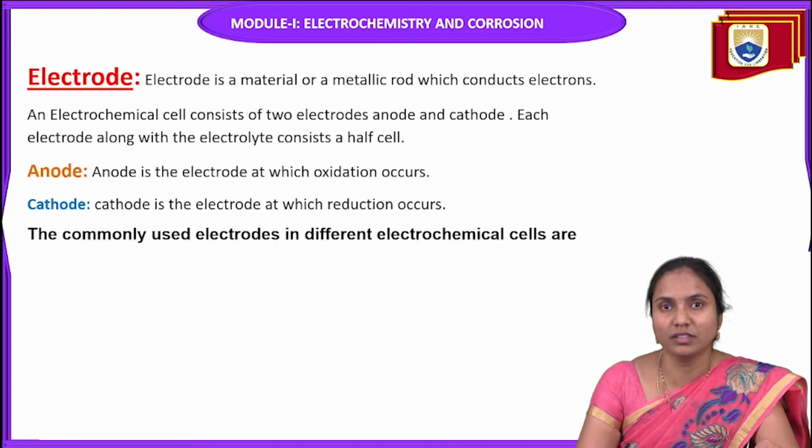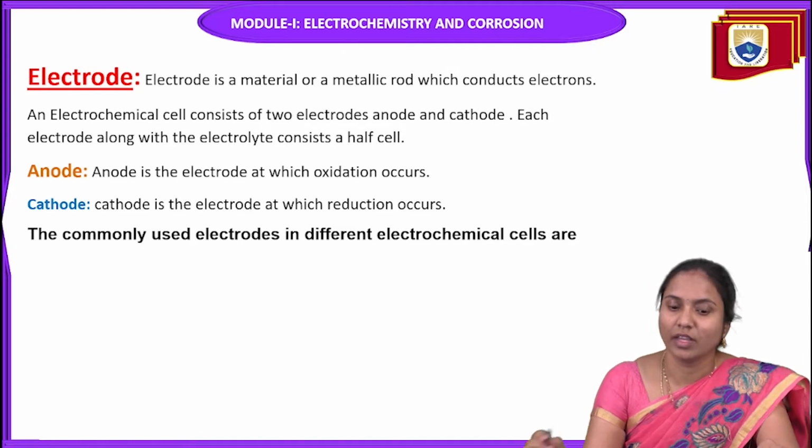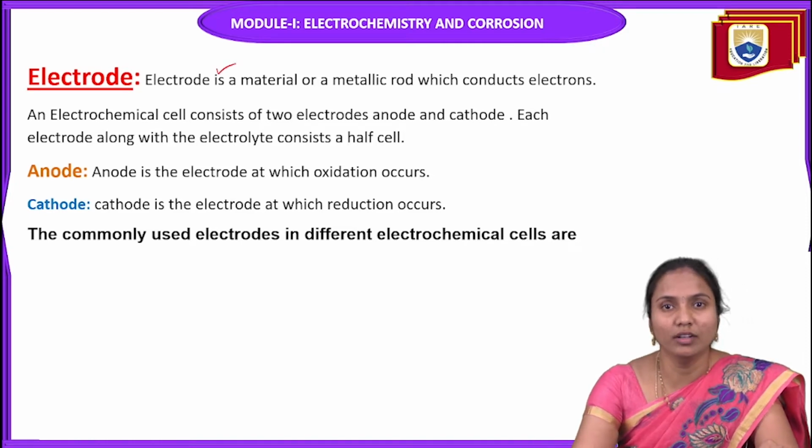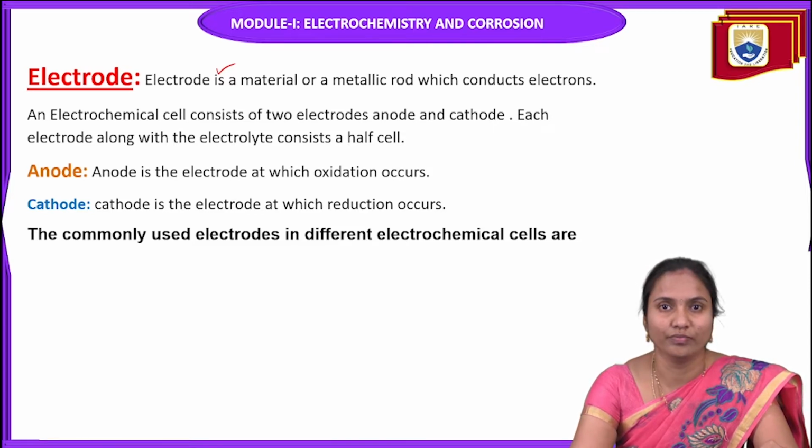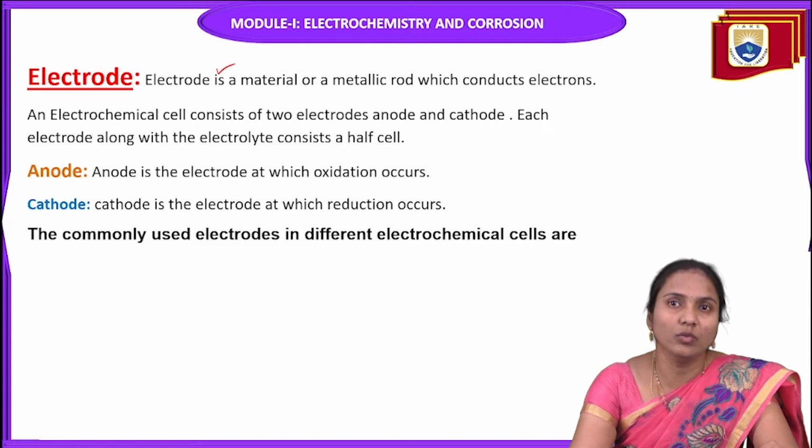First, we discuss the meaning of electrode. An electrode is a metal or metallic rod which conducts electrons. Generally, an electrochemical cell consists of two electrodes, one is the anode and the other is the cathode. Each electrode along with the electrolyte constitutes a half cell.